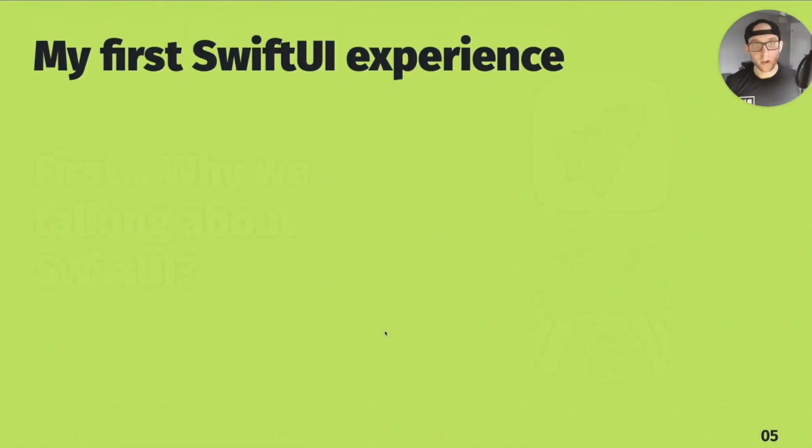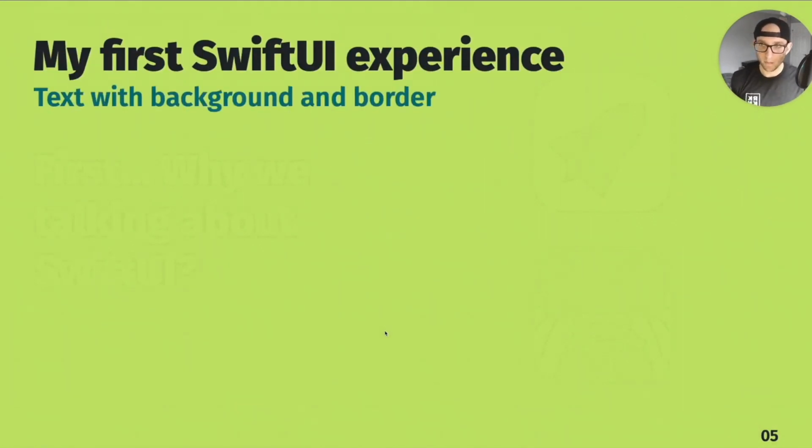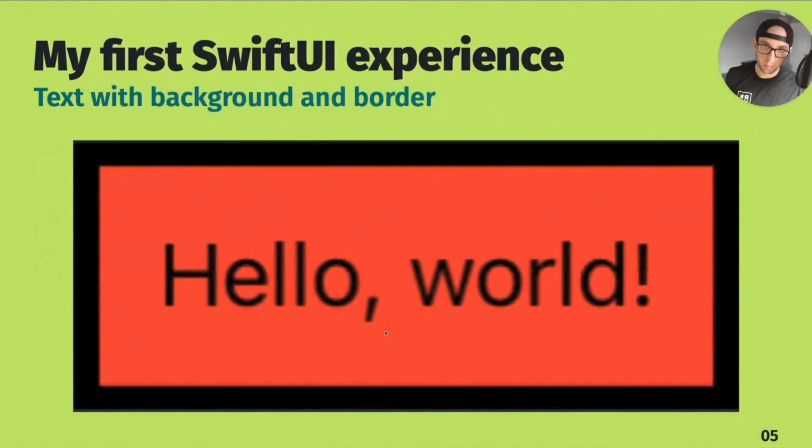So we're gonna talk about my first SwiftUI experience, even before both those apps. I just wanted to create a little label with a background and a border. The border in this case would be black, the background is red, and just a simple hello world. Something like this shouldn't be too hard. Doing this with a UILabel in UIKit wouldn't be terrible. I mean, background color is a property, border is kind of a property. Something like this seems like a good place to start.